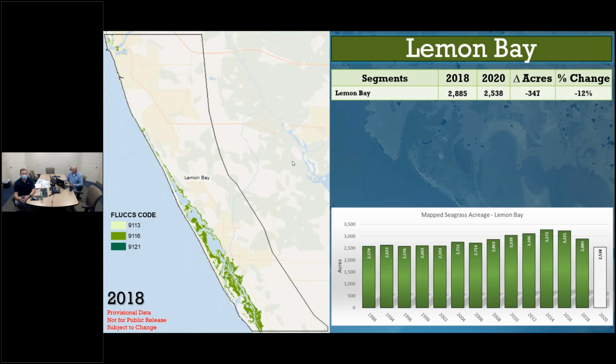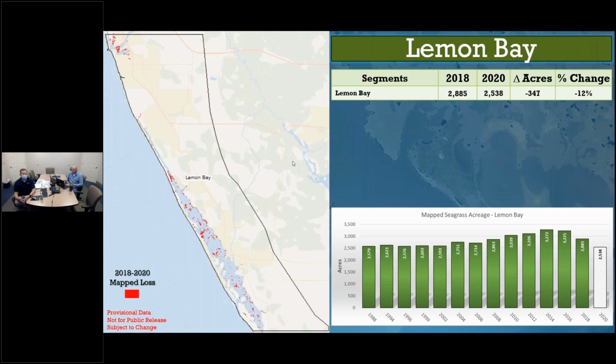That's important to note, because if we go to the change map, those red polygons are spread throughout. That's interesting, because it's a different pattern from what we saw between 16 and 18. I do want to point out, though, that Lions Bay, Don and Roberts Bay, way up in this corner, are lumped in with Lemon Bay. Maybe they shouldn't be, but at this point, it is part of the Lemon Bay segment. And we did see quite a bit of loss there.